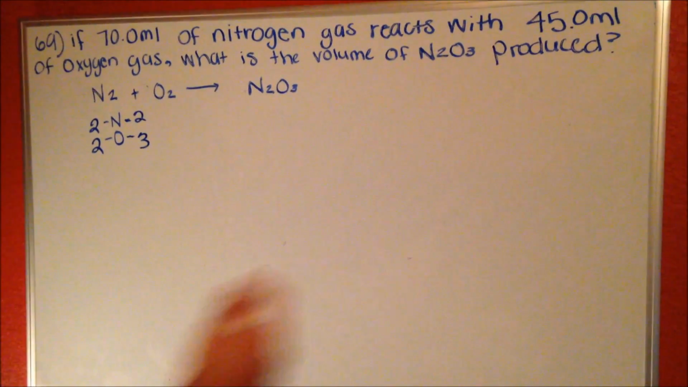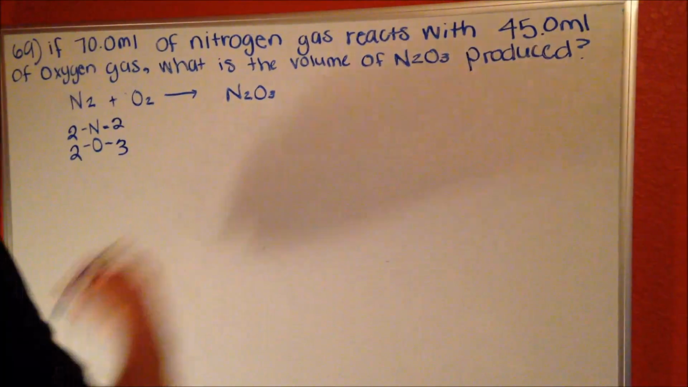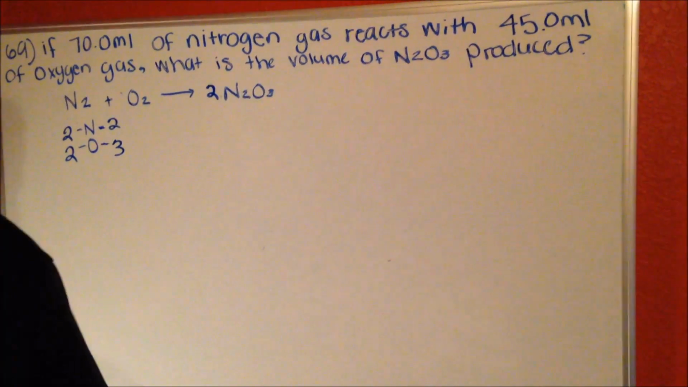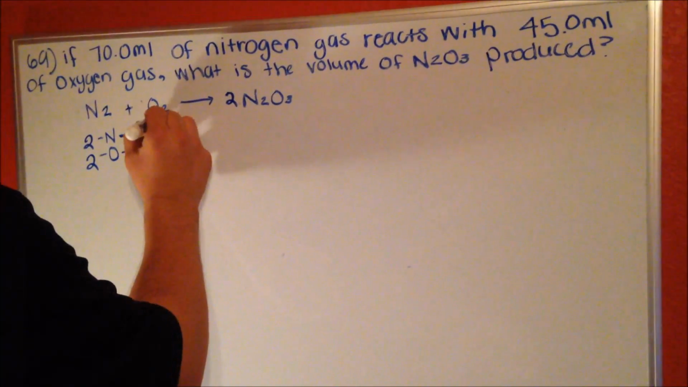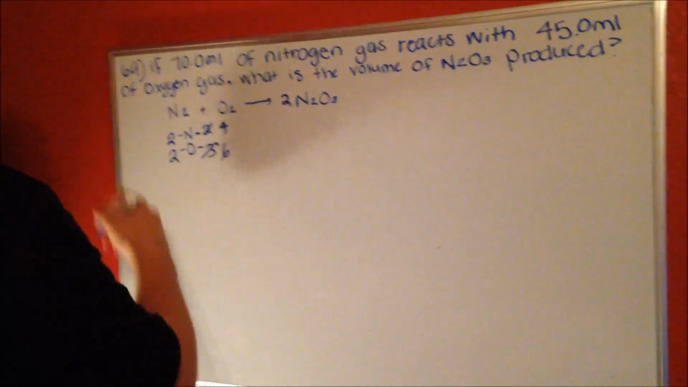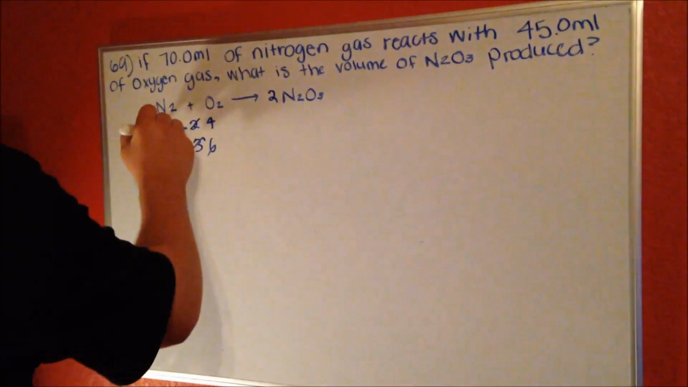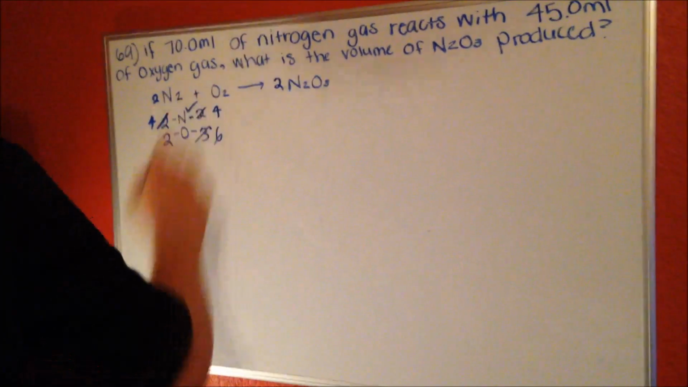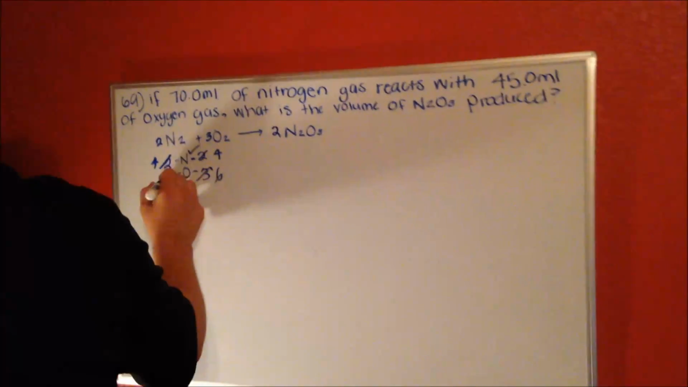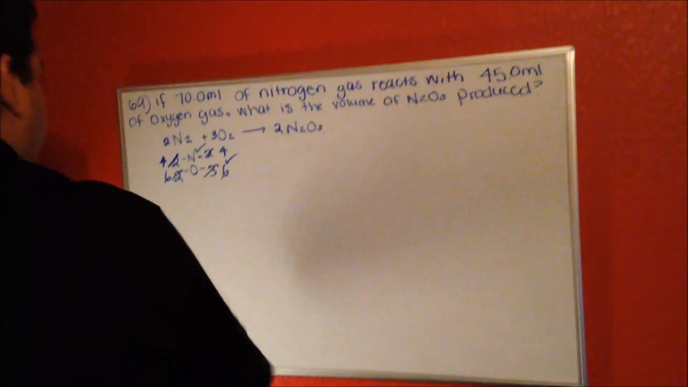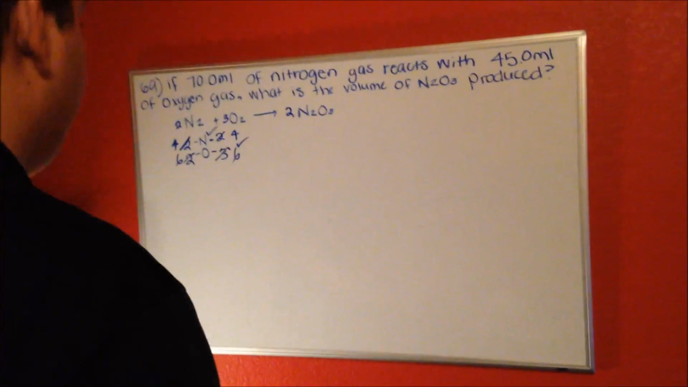So let's start over here with the oxygens. You have 3 here, so let's go ahead and put a 2. That comes out as 6, and you have 4 N's, so that comes out as 4. Over on this side, we can add a 2, and that's a 4, so that's balanced. You can go over here and add a 3, and that would be 6. So there you go, you have a balanced equation.